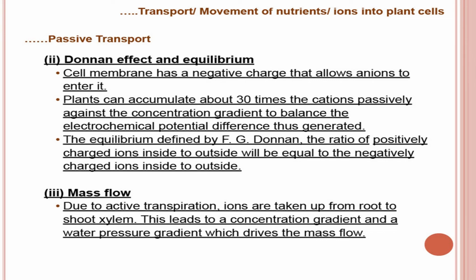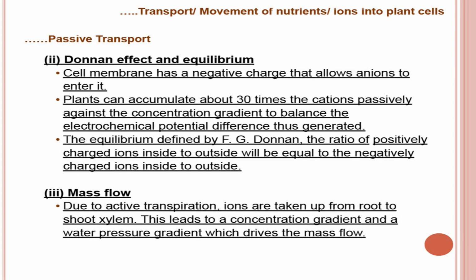The equilibrium defined by F.G. Donnan, he was the scientist or plant physiologist who was responsible for this Donnan effect. The ratio of positively charged ions inside to outside will be equal to the negatively charged ions inside to outside.